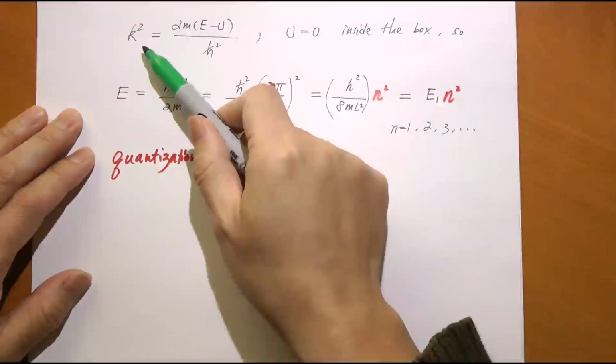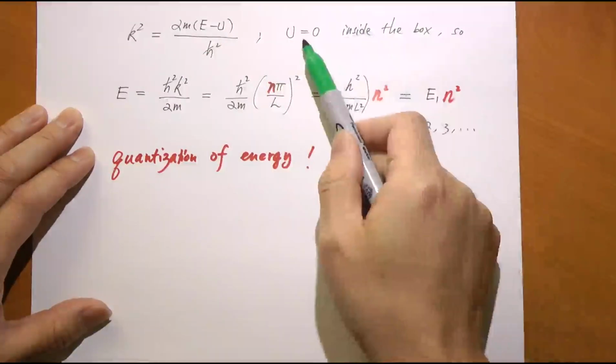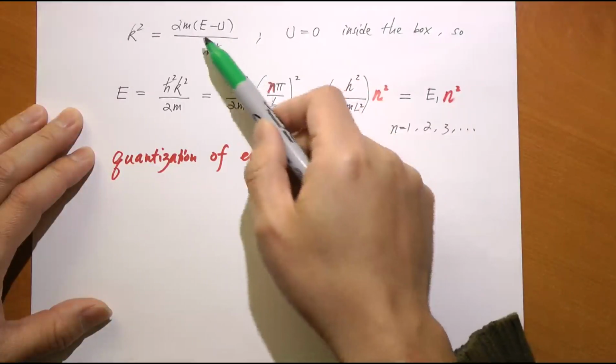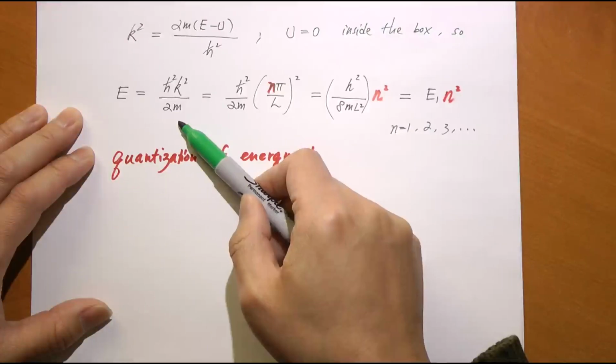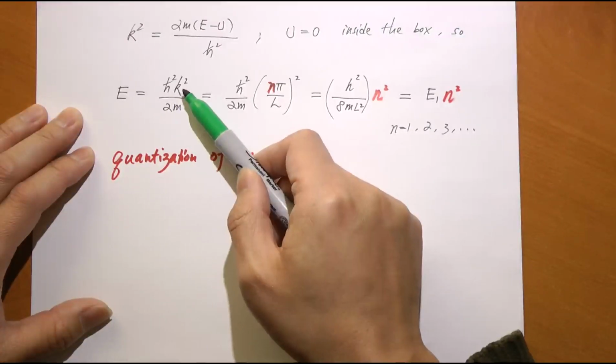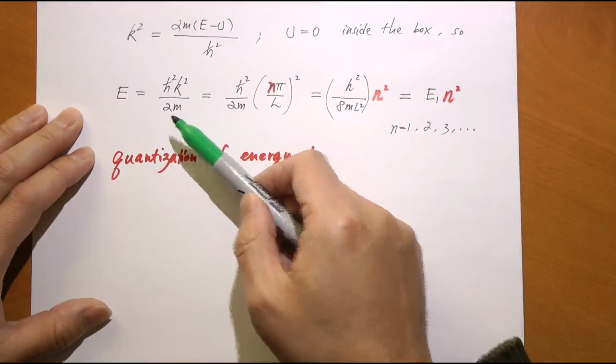So what about energy quantization? Well, we know k squared is related to energy like this. That's how we define k. And inside the box, U equal to 0, so you don't have to worry about that. You then solve for E in terms of k. It's h bar squared k squared over 2m. Now that makes perfect sense because h bar k is just the momentum, right? P. So it's just p squared over 2m. The kinetic energy, no potential energy inside the box.